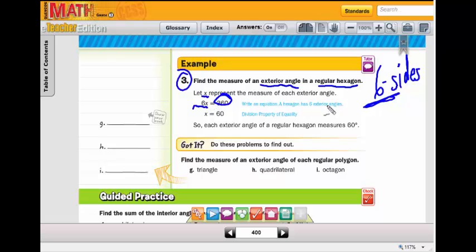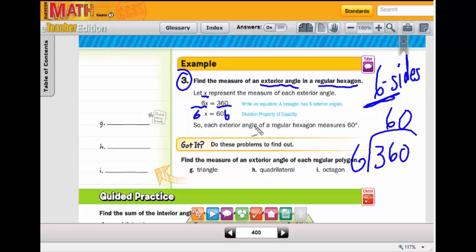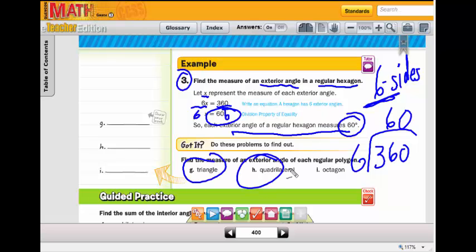So it's a matter of just taking 360. Let's look at it this way. It's a matter of taking both sides and dividing by 6, which of course is really 360 divided by 6, and of course that's 60. So we have 60 degrees. Each exterior angle is 60 degrees. Please do letters G, H, and I. Again, if you don't remember what some of these words mean in regard to number of sides, use Google.